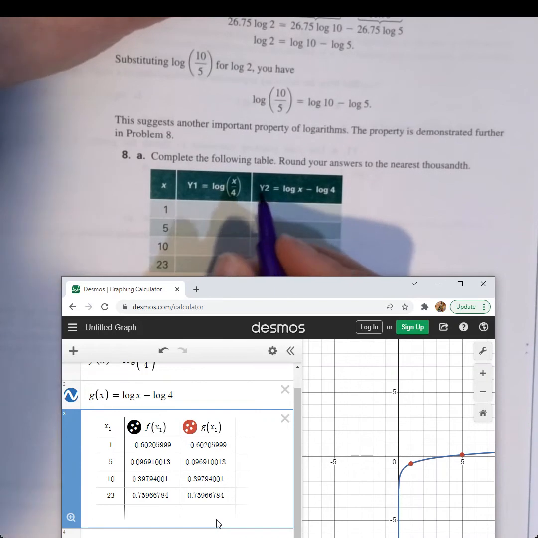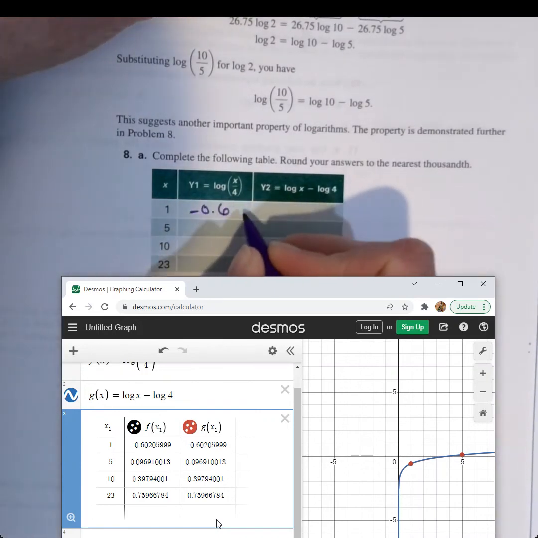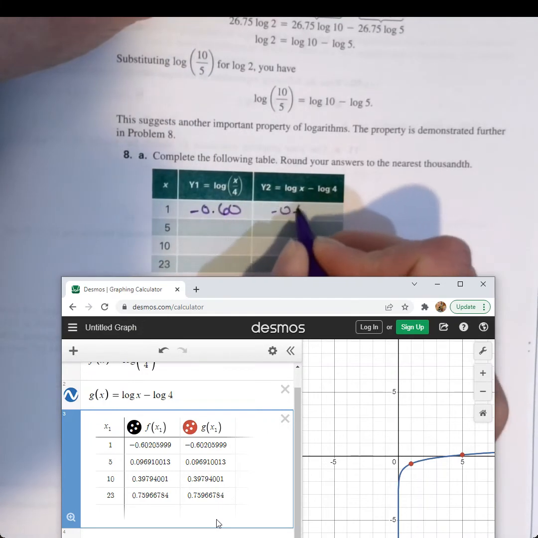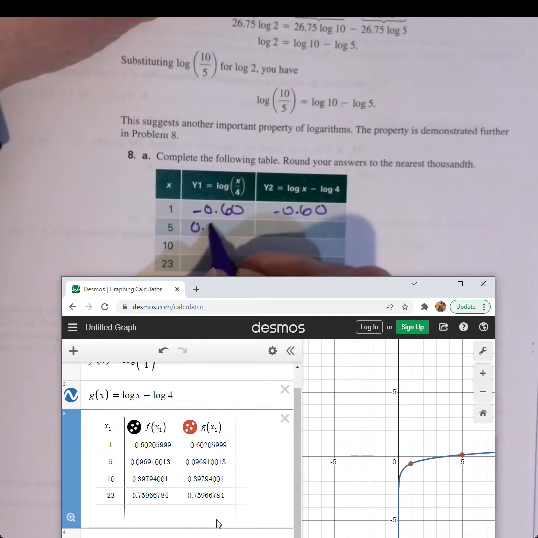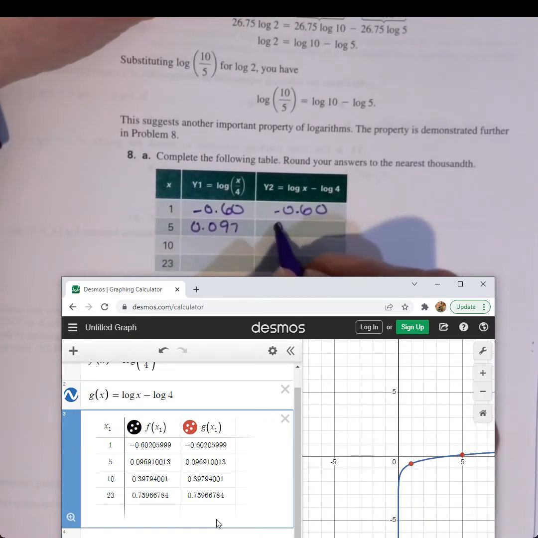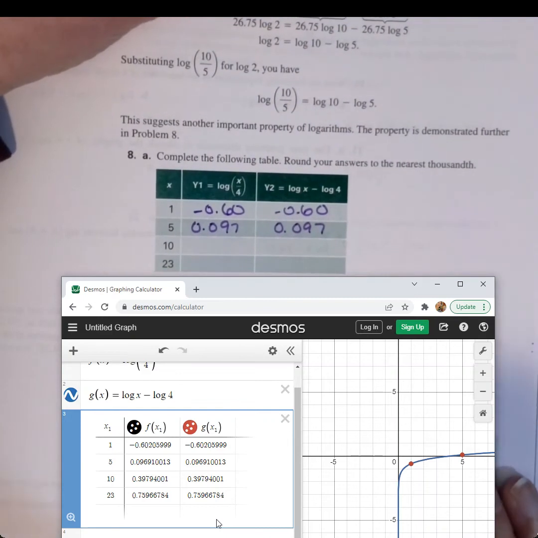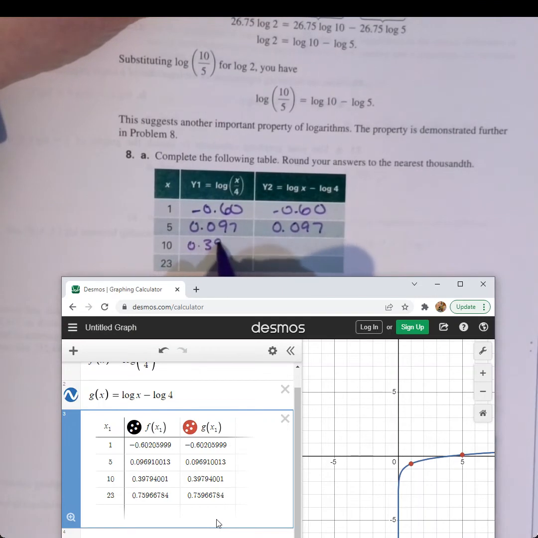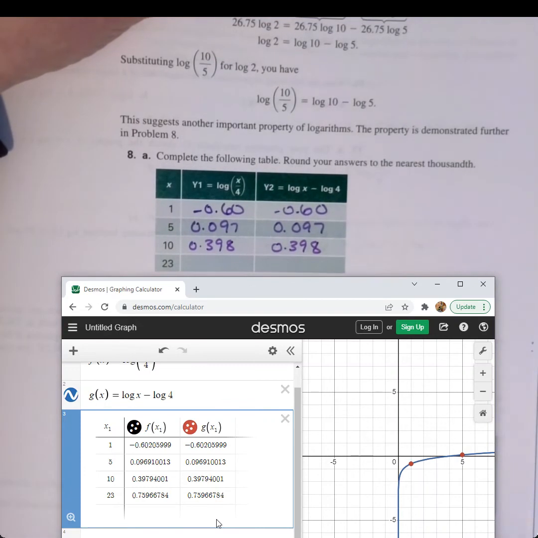So if you're plugging in 1 to either of these functions, you're getting negative 0.60. If you're plugging in 5, you're getting 0.097. You're plugging in 10, you're getting 0.398. And if you're plugging in 23, you're getting 0.760.